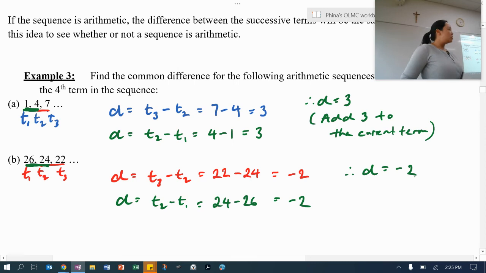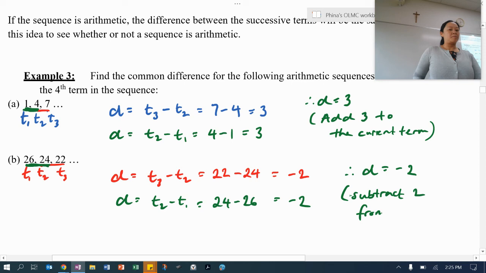What does negative mean? What's another word for that symbol? Minus. So if I wrote that in words, what's happening? Subtract 2 from the current term.